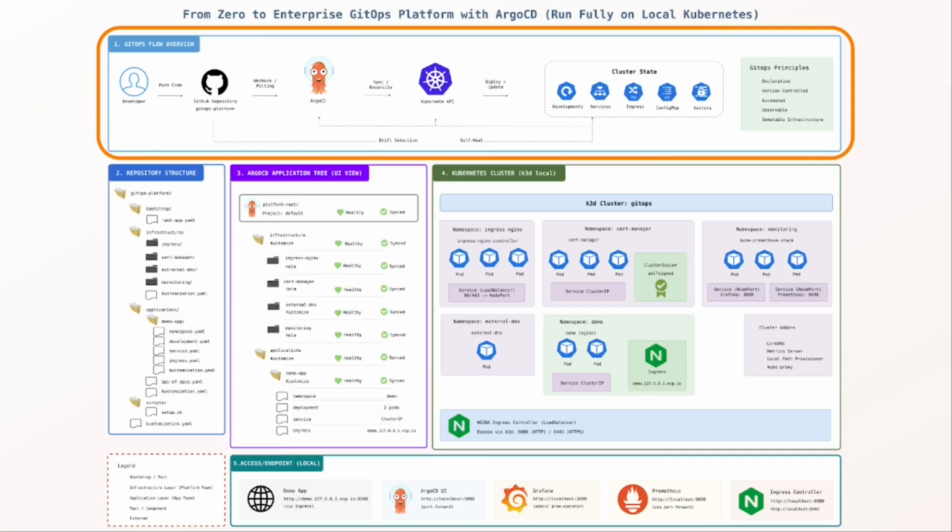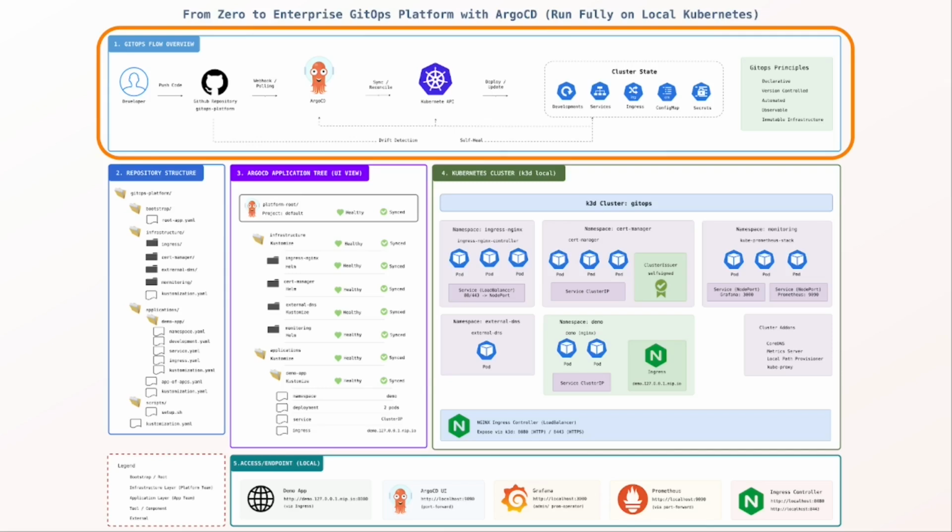GitOps flow overview. This project demonstrates a complete GitOps workflow using Kubernetes, ArgoCD, and GitHub in a production-style local environment. The workflow starts when a developer pushes an infrastructure or application change to the Git repository. Git becomes the single source of truth for the entire platform. ArgoCD continuously monitors the repository and automatically synchronizes the Kubernetes manifests into the cluster.